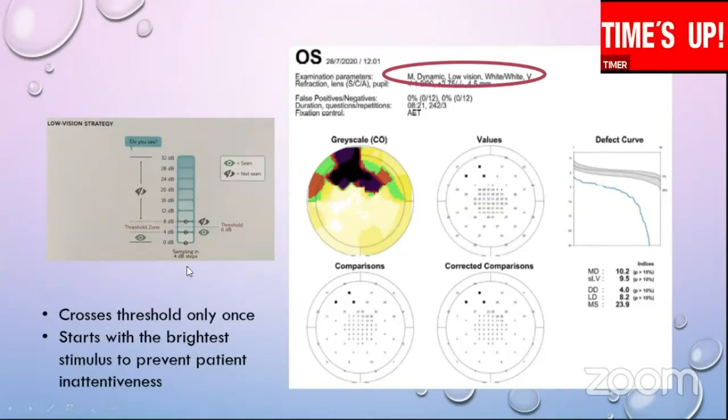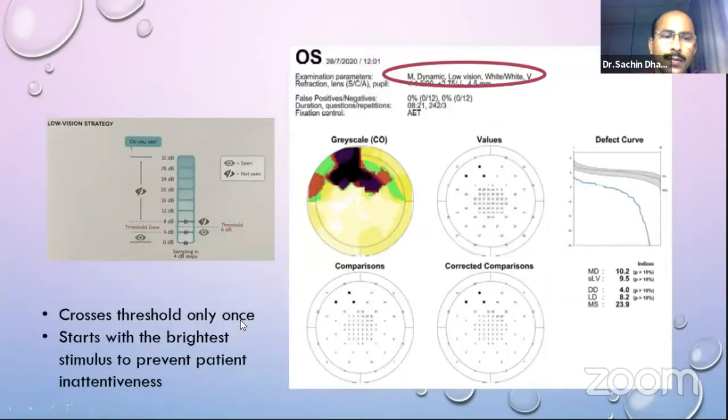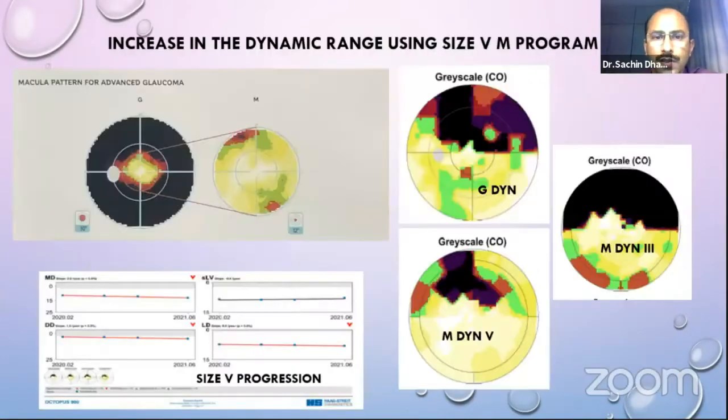The advantage is it crosses the threshold only once, and it starts with the brightest stimulus. That prevents fatigue from the patient of not seeing the stimulus for a long time, especially in cases of advanced visual loss. Now, the increase in the dynamic range of the machine can be obtained by using the size 5. Patients having only central vision can be magnified using the M program.